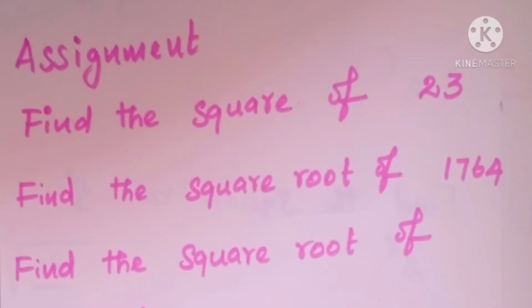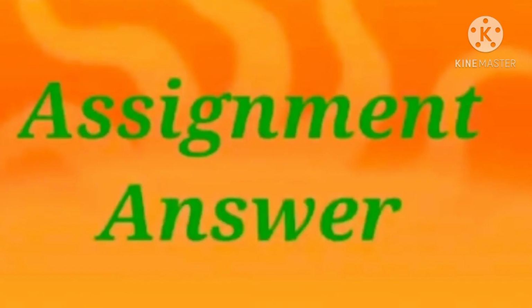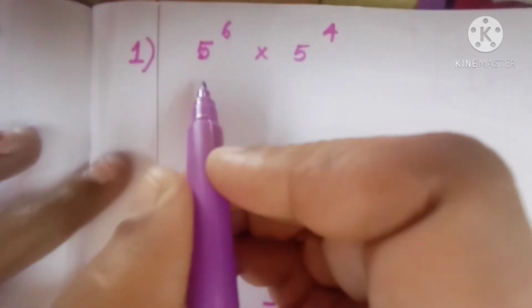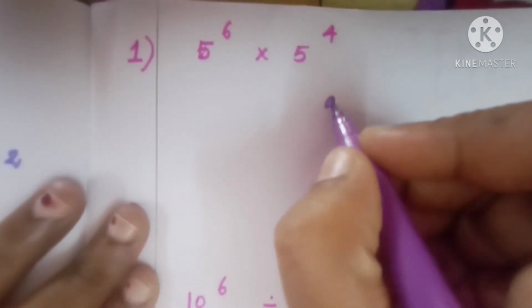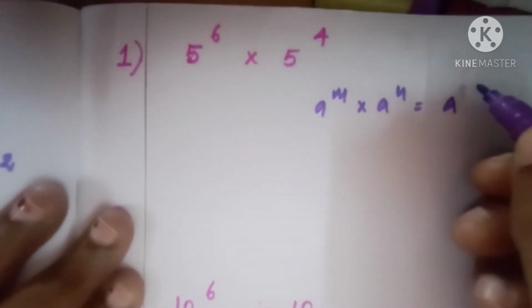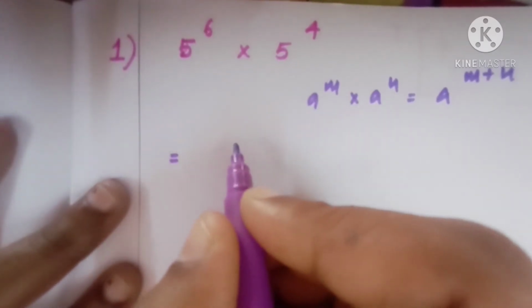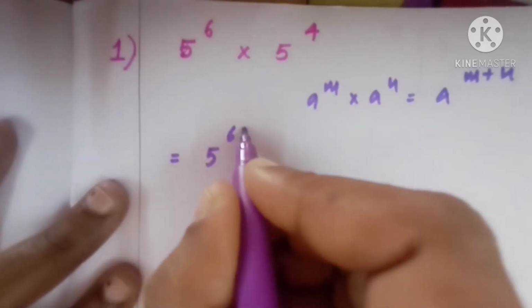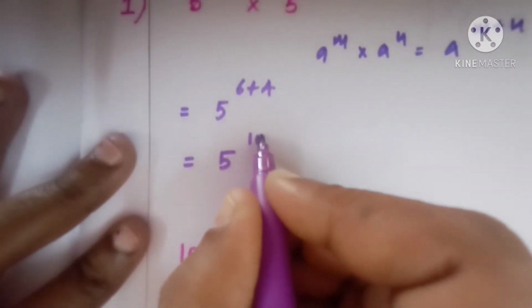Today's assignment. Answers for the previous video. First sum, 5 power 6 into 5 power 4. Here you have to apply the first rule, a power m into a power n is equal to a power m plus n. 5 power 6 into 5 power 4 is equal to 5 power 6 plus 4. We get 5 power 10.